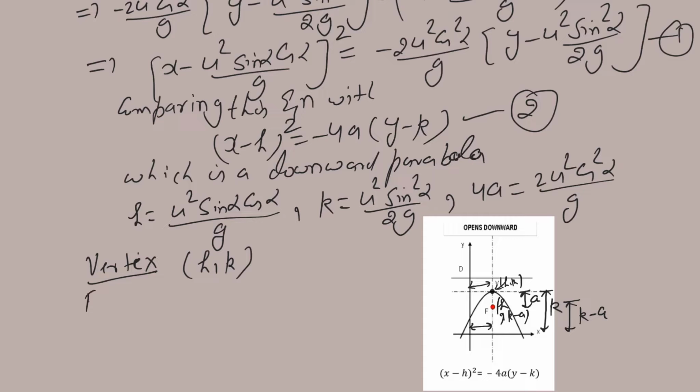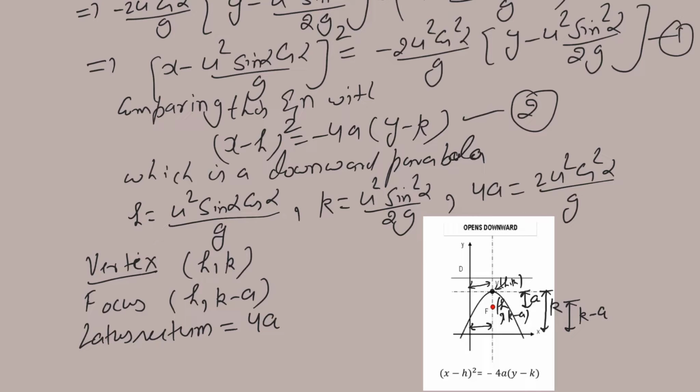So focus coordinates are h comma k minus a. Fine. So this is the focus coordinates, and the vertex we already know, and the latus rectum is equal to 4a. In this case, 4a is the latus rectum.